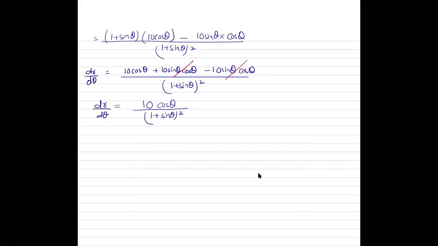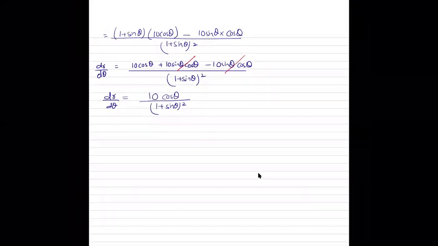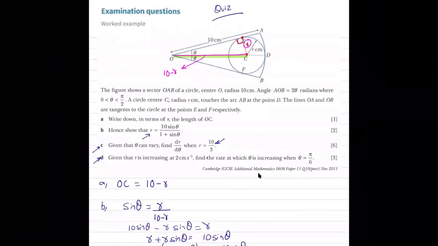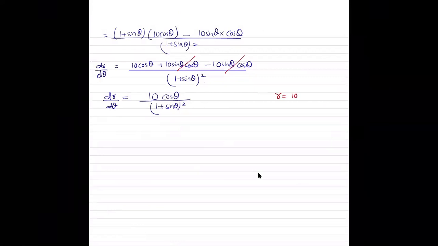Now, to find dr over d theta, we must have the value of theta. And to find the value of theta, we must use the equation somehow. What was the equation? R was equal to 10 sine theta over 1 plus sine theta. They have given in the question that R is 10 over 3. So we are going to plug in R as 10 over 3 and solve for theta.